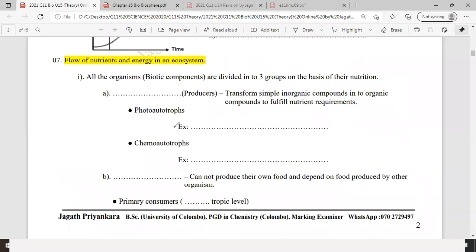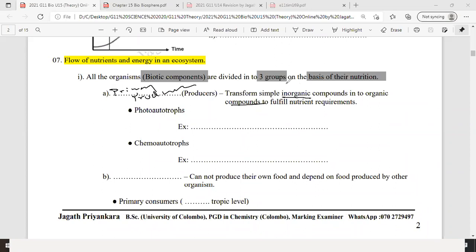All the organisms, all the living things, we can divide into 3 groups based on their nutrition. Number 1, producers, the primary producers. They transform simple inorganic compounds, carbon dioxide and water, into an organic compound, carbohydrate. That is photosynthesis. That is what the producers do, whether plants or algae, terrestrial or aquatic. Photoautotrophs are plants and algae. Number 3, chemoautotrophs, that means some bacteria.